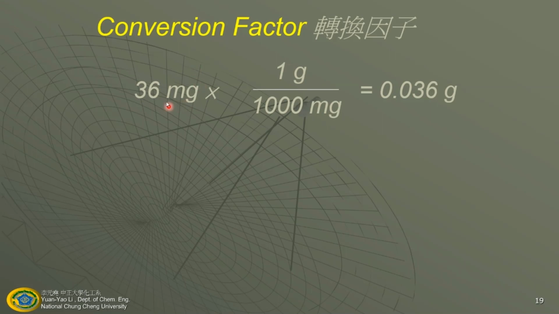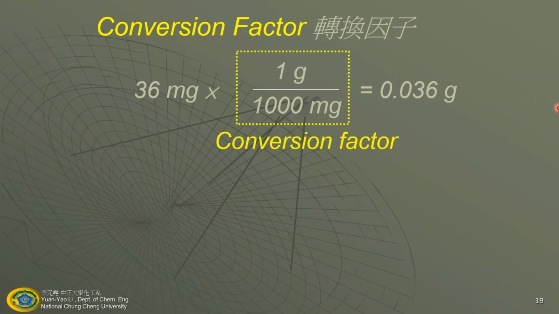So you know that this is the unit, and you remove this unit. In the end, you will get only this unit left, and you have the values. So 36 divided by 1,000 means 0.036. You put the value together, you put the unit together, and eventually you will get this number, right? So this is called conversion factor.